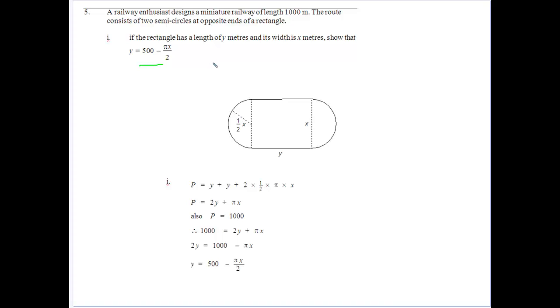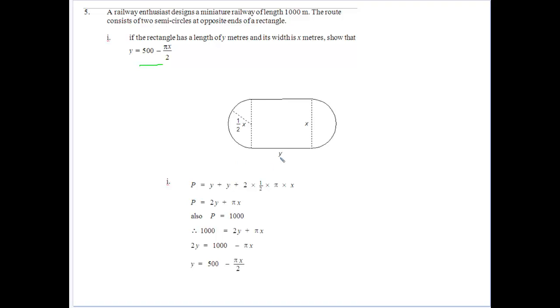So the first one says if you've got a rectangle which is of length y meters and the width is x, so there's our rectangle there, show that y can be expressed as that. Well, that's what our object looks like. So you've got the rectangle with two semicircles at either end, and you have that being x there and that being y. So the radius there would be half x.